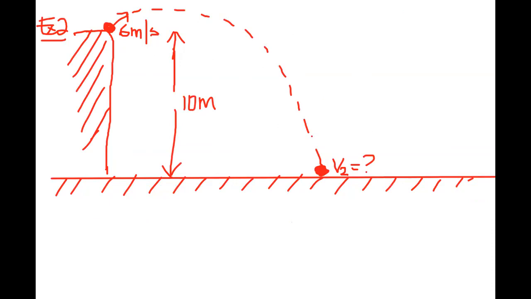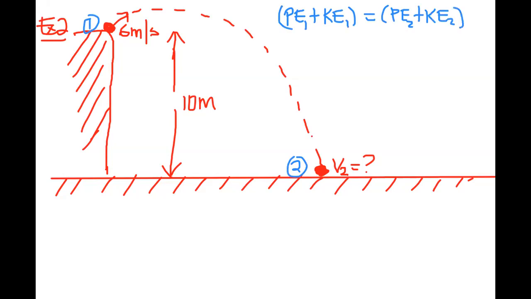Now we are going to do the same. I'm going to use a different color to solve this problem. The way we start solving the problem is to realize that the potential energy at position 1 plus, well, this is position 1 here, and this is position 2. The potential energy at position 1 plus the kinetic energy at position 1 must be the same as the potential energy at position 2 plus the kinetic energy at position 2, right?